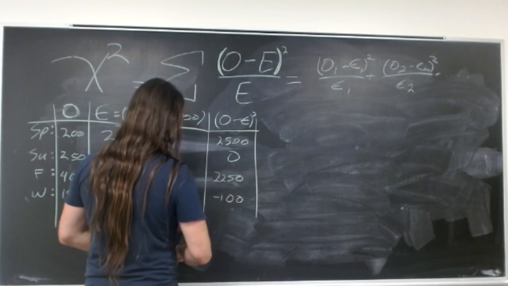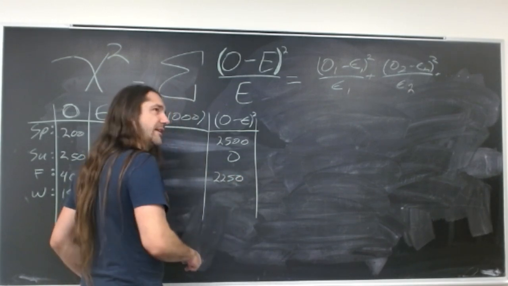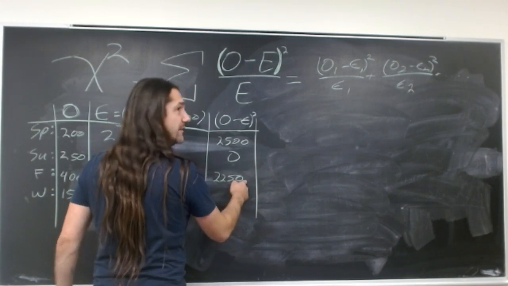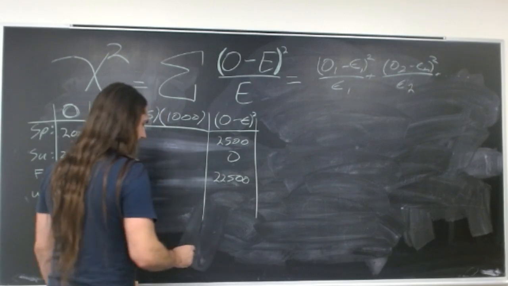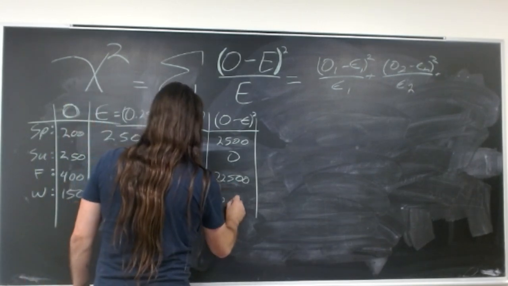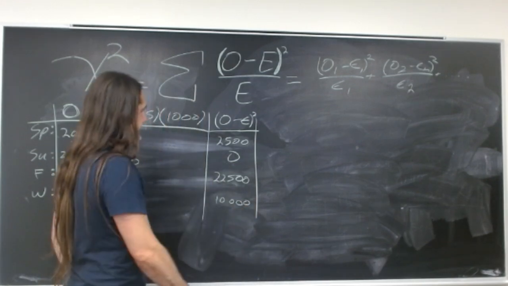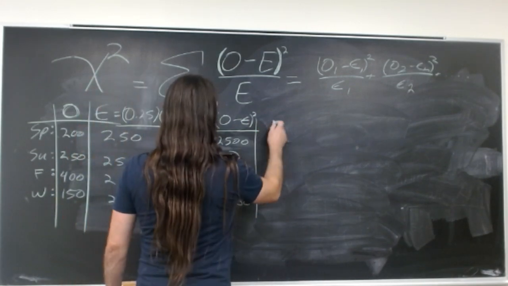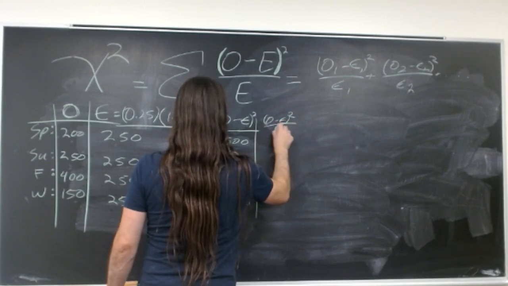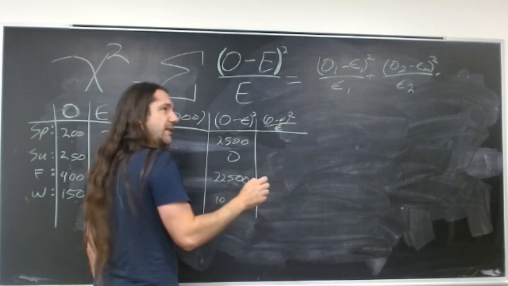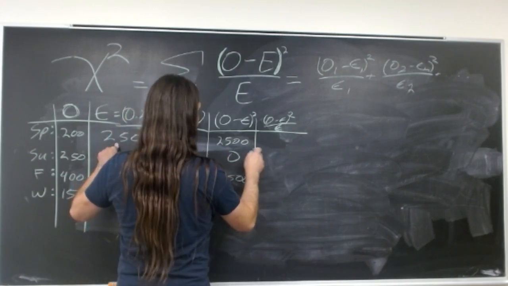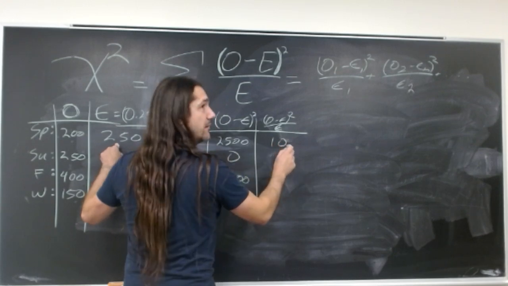And then here is 10,000. That doesn't make sense. I think there's one more zero here. Yeah, because 15 squared is 225, and then another 2 zeros, so 22,500. And then this one is 10,000. Now this over E. This divided by 250 expected is 10. We're already significant. We'll get to that in a second.